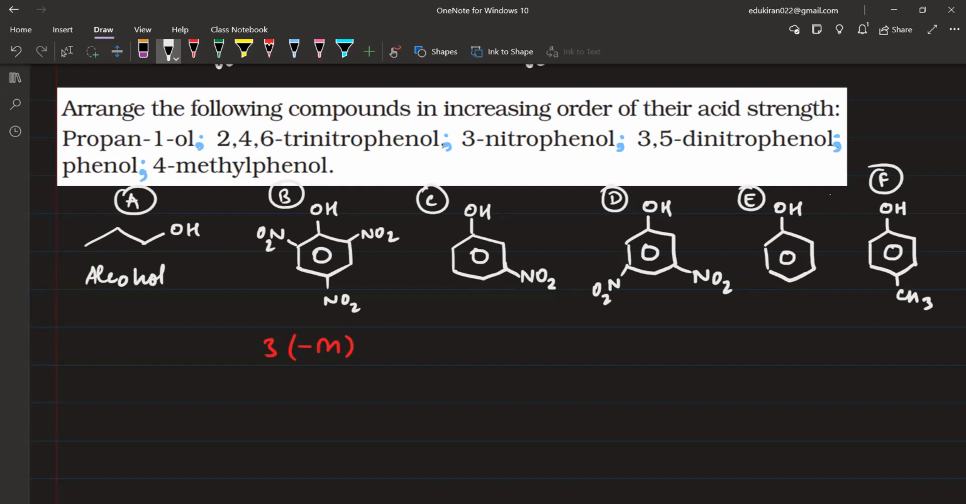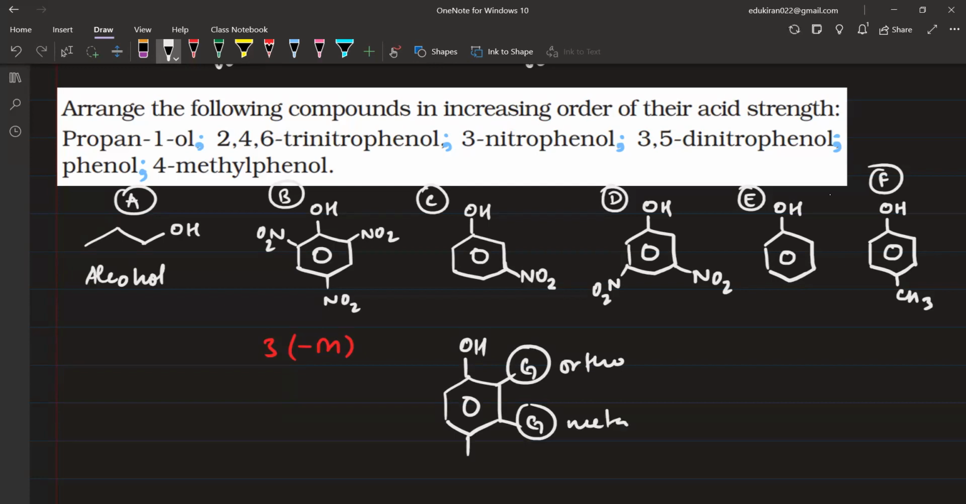So in meta position, do we see plus M or minus M, or do we see plus I or minus I? What is meta position? See, we have OH. If the group is adjacent, just after the OH, this will be ortho. If one carbon after the OH, then it is meta. If two carbons after the OH, then the group is in the para position.